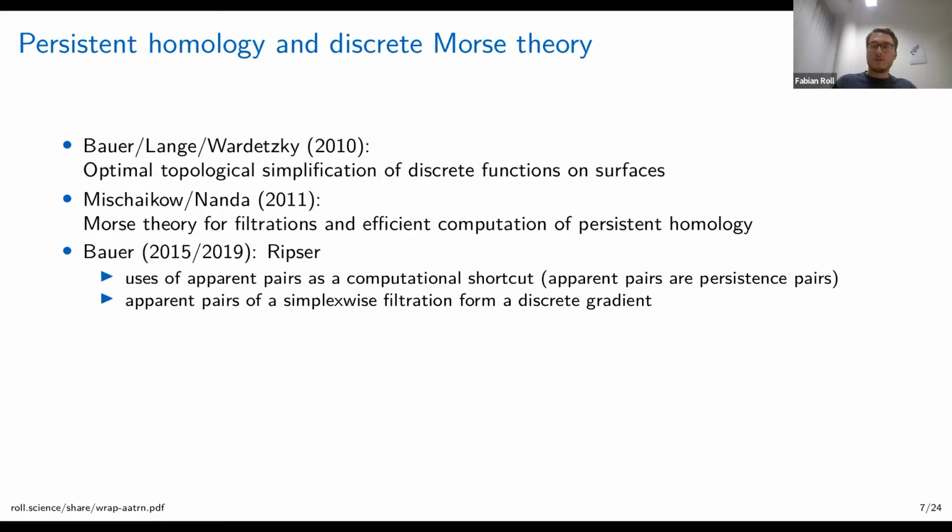Now, I already mentioned Ripser, and I want to mention Ripser again, because like I mentioned before, Ripser uses apparent pairs to shortcut the computation, because the apparent pairs are obvious persistence pairs, so you just know them from the combinatorics. And in the Ripser paper, it is also stated that apparent pairs of a simplex-wise filtration form a discrete gradient. So in this case, apparent pairs relate both to persistence and discrete Morse theory in a way.